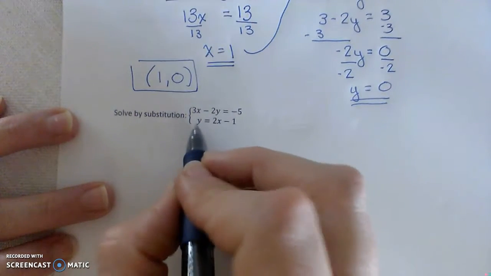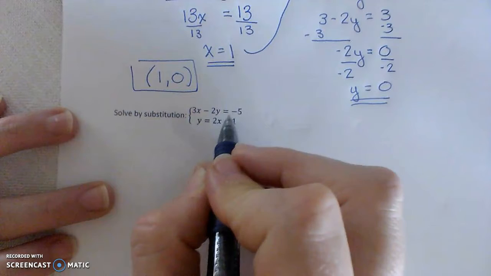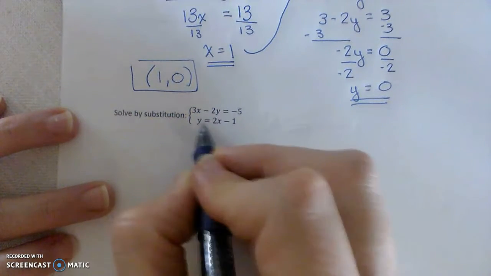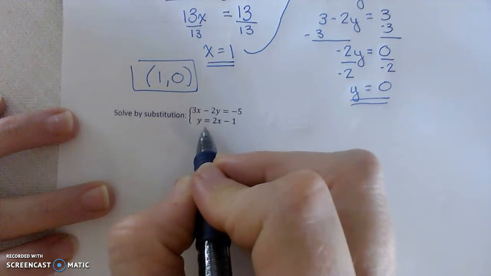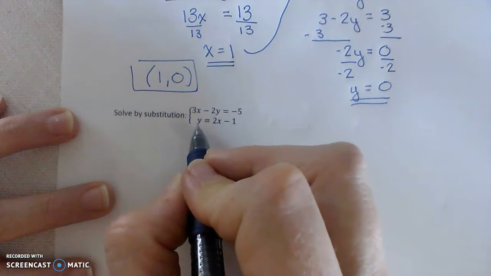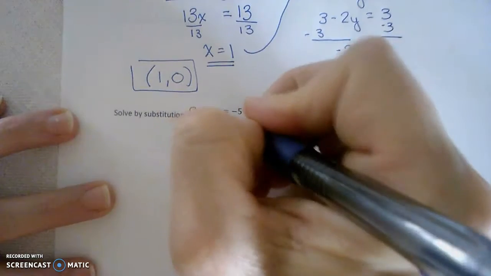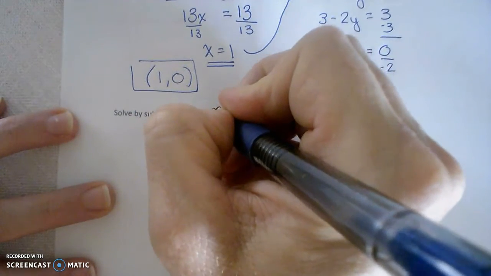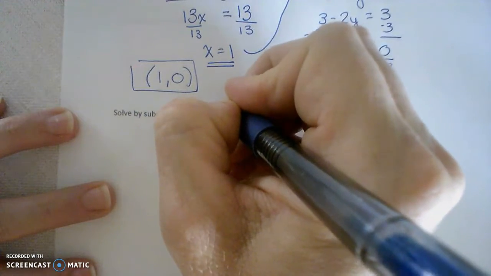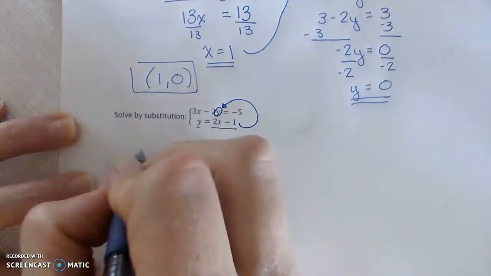Here's how this method goes. You've got y equals 2x minus 1 as one of the equations. And what you'll do is, because the two equations are supposed to be true at the same time, since the second equation tells you y is the same as 2x minus 1, go back into the first equation and you can replace the variable y with the quantity 2x minus 1.